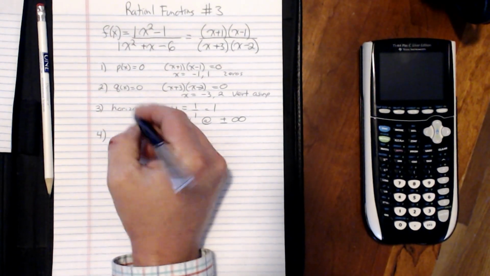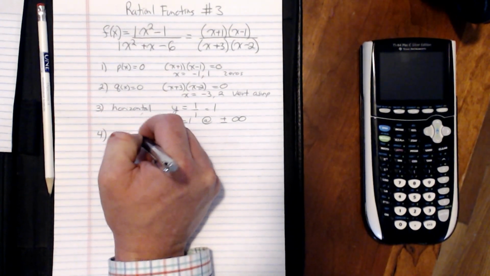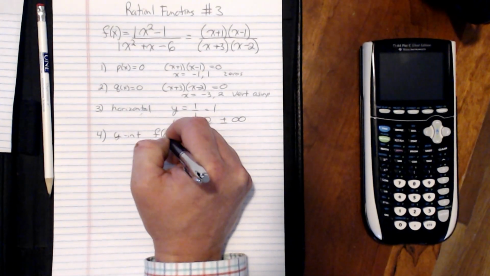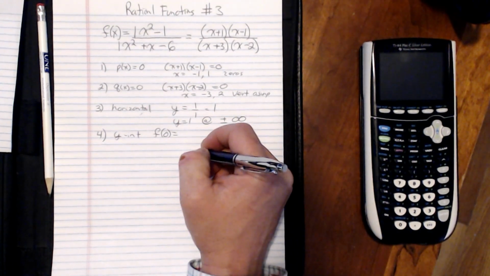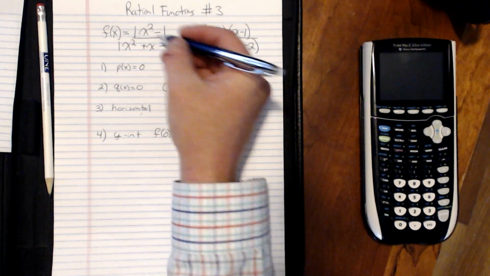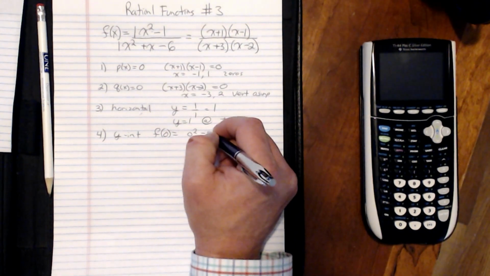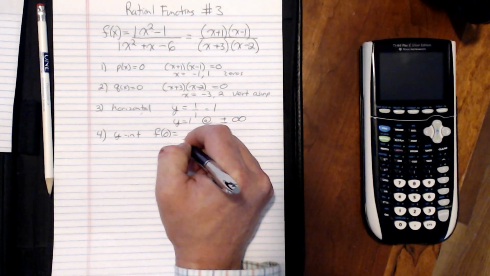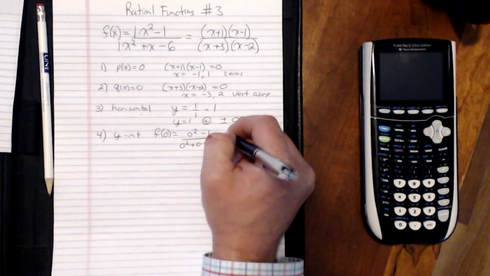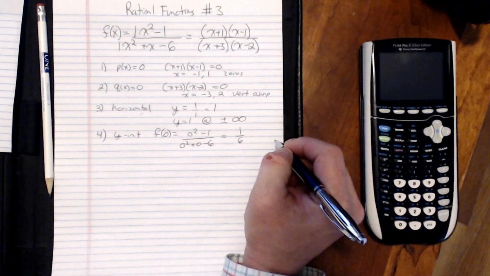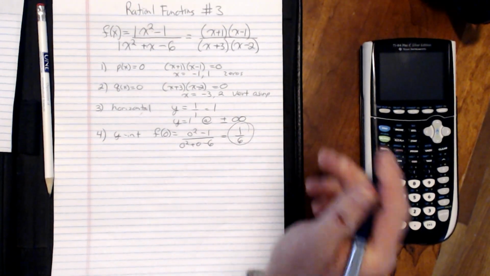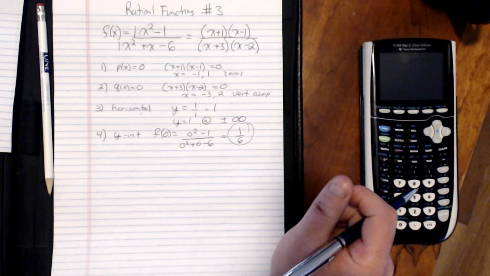Next, I want to find the y-intercept. And that's where x is equal to 0. I'm going to substitute it into this part right here. I'm going to get 0 squared minus 1 over 0 squared plus 0 minus 6. That's going to be equal to 1/6. So that is going to be my y-intercept.